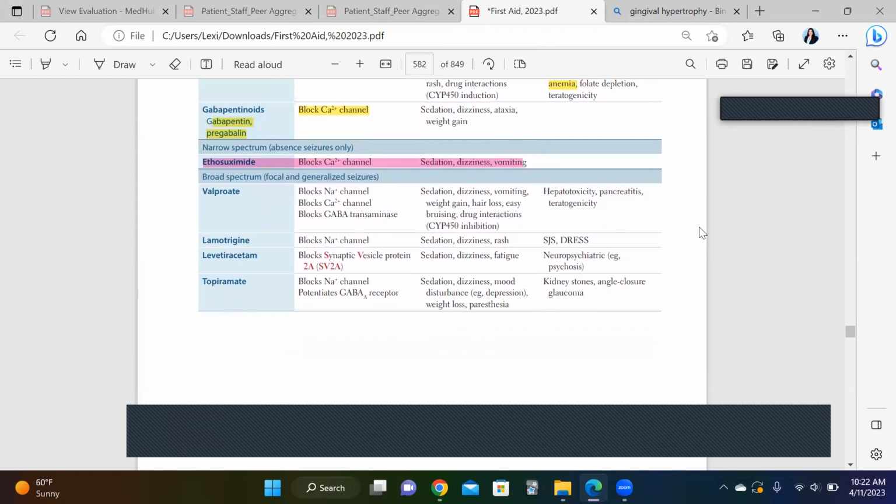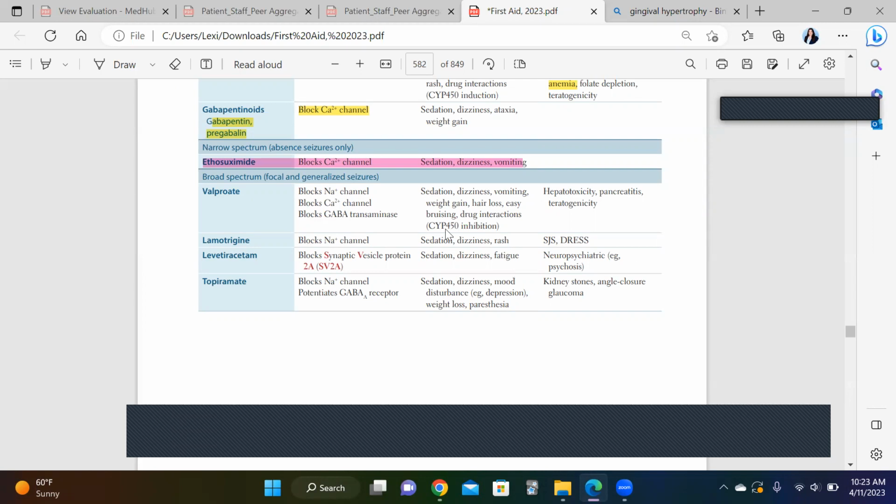great. All right, so now we have our broad spectrums. These are not only for focal and generalized seizures, so you can give them for both. A lot of times the question will be like, this patient sometimes has focal and sometimes has generalized seizures. What should you give them? And you can give them valproate, you can give them levetiracetam. Those are the main ones. But because these are broad spectrum, they're also often used for other things. Like people are on topiramate for migraines. Levetiracetam we use as a sedative, and stuff like that. Okay.